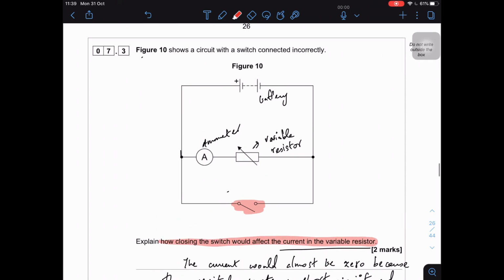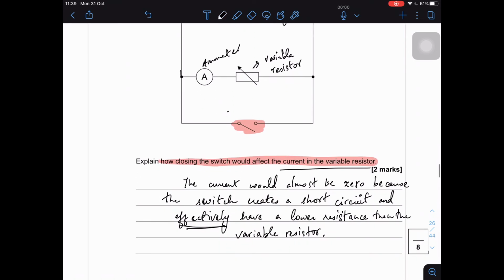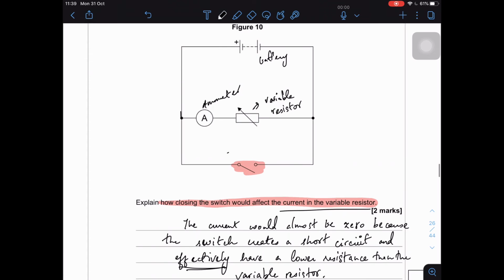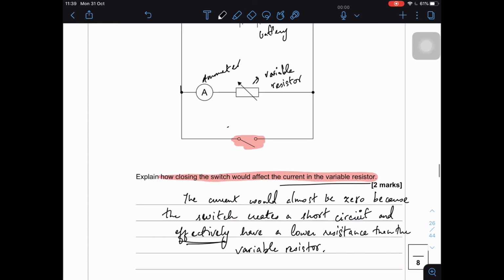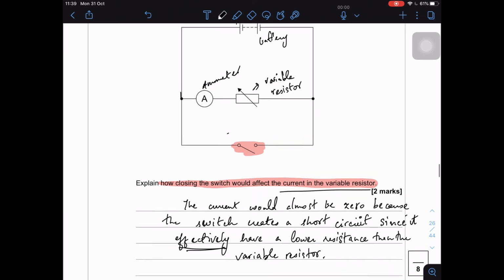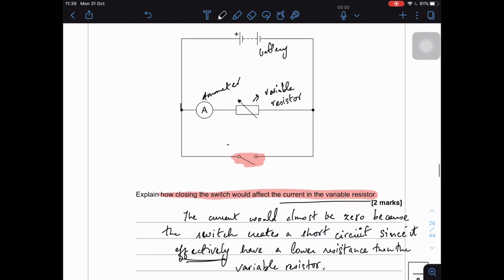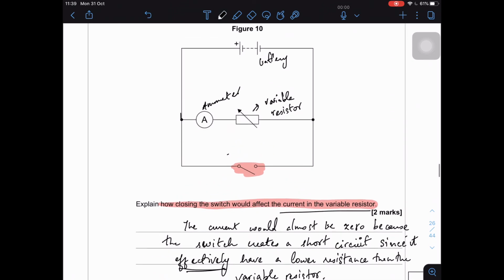How does it affect the current? So essentially, have a read through the answer. The current would almost be zero through the variable resistor because the switch creates a short circuit and effectively has a lower resistance than the variable resistor. What does that mean? Seems like a lot of words. All right, let's break it down.